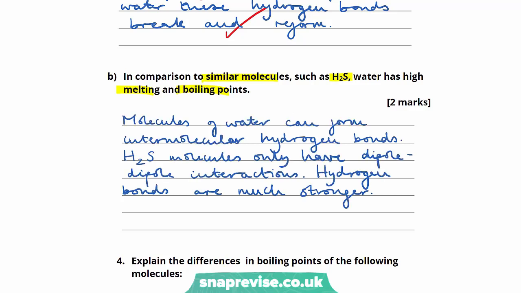I've explained that molecules of water can form intermolecular hydrogen bonds, whereas hydrogen sulfide molecules only have dipole-dipole interactions. Hydrogen bonds are much stronger. The first mark comes from identifying the intermolecular forces of attraction between our water molecules and comparing that to the hydrogen sulfide, and the second for explaining that hydrogen bonds are much stronger.